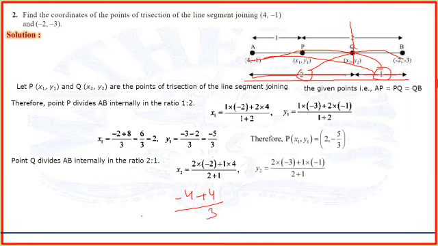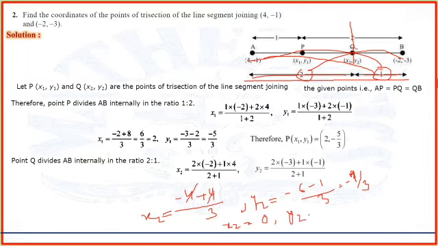So x2 is minus 4 plus 4 upon 3, and y2 is minus 6 minus 1 upon 3, so minus 7 upon 3. The 4s cancel out, so x2 is equal to 0 and y2 is equal to minus 7 upon 3. So that's all about this point Q. We have just found Q.